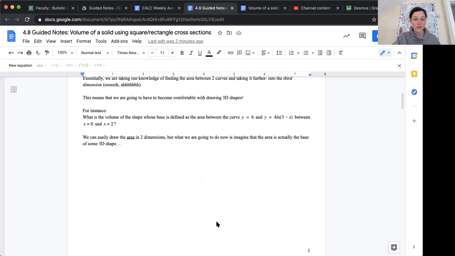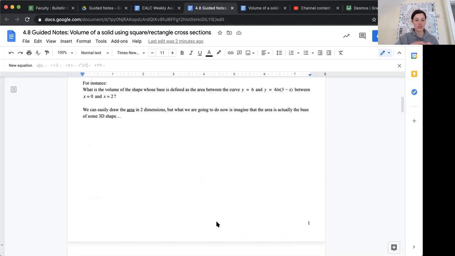So, for instance, what is the volume of the shape whose base is defined as the area between the curve y equals 6 and y equals 4 times the natural log of 3 minus x between x equals 0 and x equals 2? We can easily draw the area in 2 dimensions, but what we are going to do now is imagine that the area is actually the base of a 3D shape. So first I'm going to draw the area, and that's going to be over here, small in the corner.